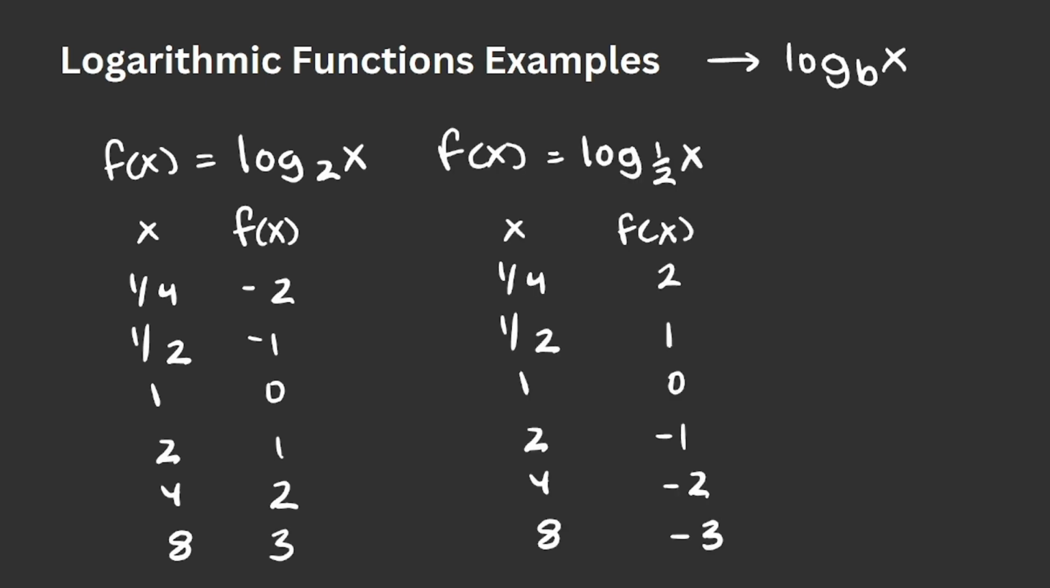And for my right side, I'm doing the same thing I do with my exponential function. I have log base 1 over 2 of x, and I'm doing the same thing, but just working backwards. So 1 over 2 to the power of 2 would equal 1 over 4. 1 over 2 to the power of 1 would equal 1 over 2. 1 over 2 to the power of 0 would equal 1, and then 2, 4, and 8, and so on.